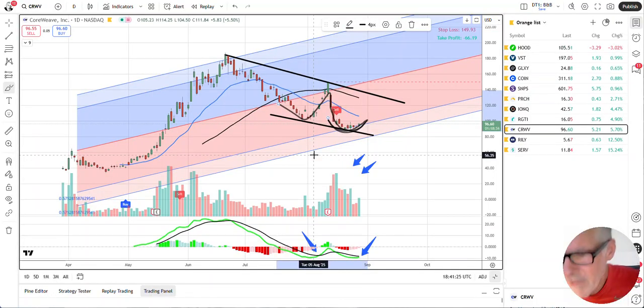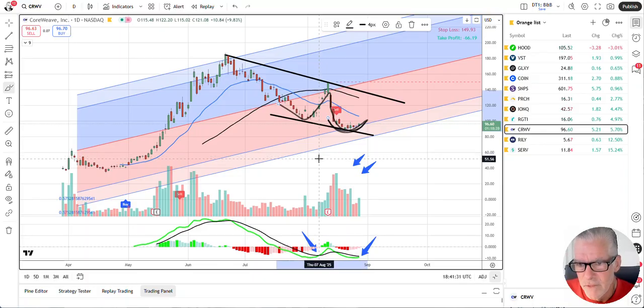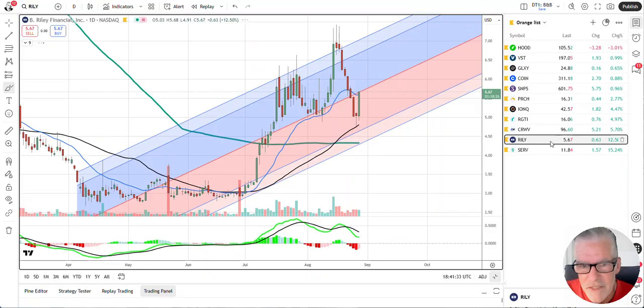I wanted to show you something here that's interesting that you can put in the back of your mind for CoreWeave. But let me get through the rest of these first. All right, so Riley, it's a financial asset management firm, which is a pretty good space to be in.